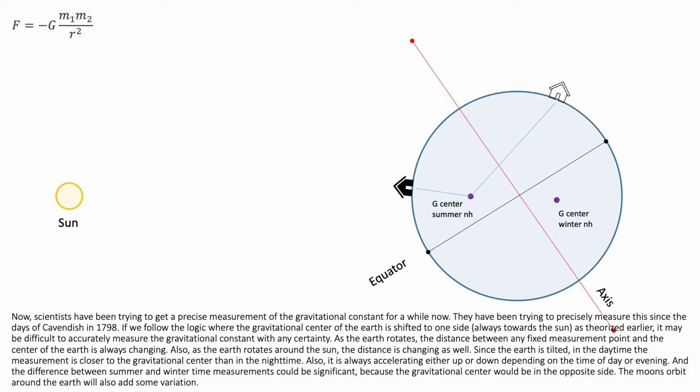Also, it is always accelerating either up or down depending on the time of day or evening. And the difference between summer and winter time measurements could be significant, because the gravitational center would be on the opposite side. The Moon's orbit around the Earth will also add some variation.